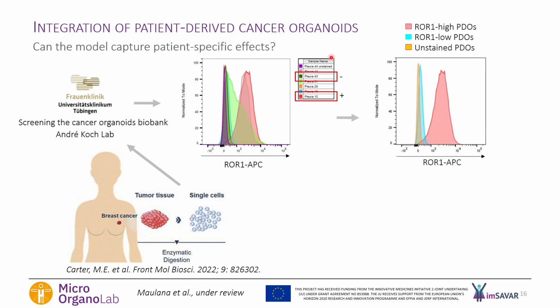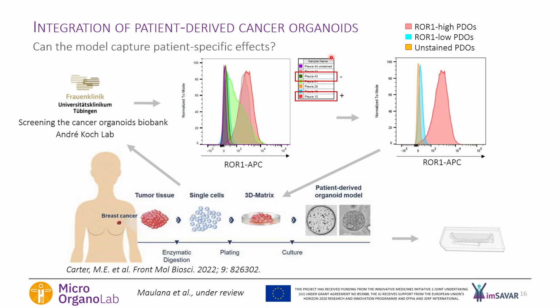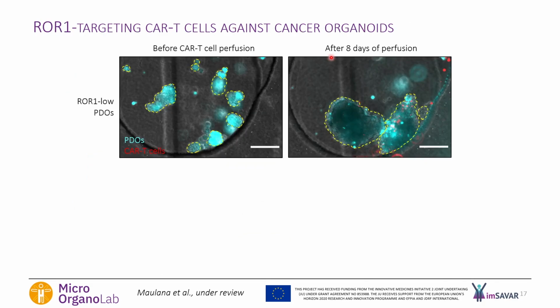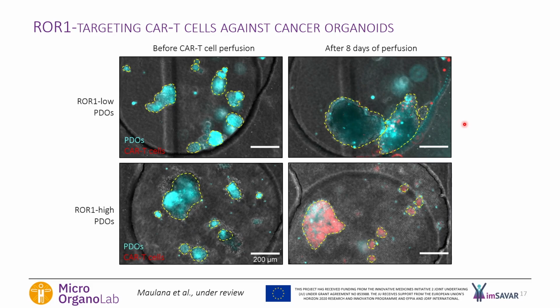What we did then is we generated organoids from the single cells from these specimens, put them into the chip, and applied the same CAR T cell perfusion throughout the system. What we saw is that in the ROR1 low patient-derived organoids, or PDOs, the tumor organoid merged over time and continued to grow, and we could barely see any infiltration into the organoid. Whereas in the ROR1 high patient-derived organoid condition, we again saw high infiltration of the CAR T cells and the tumor organoid stopped growing.